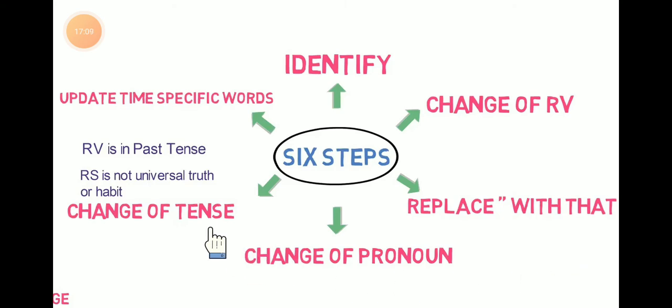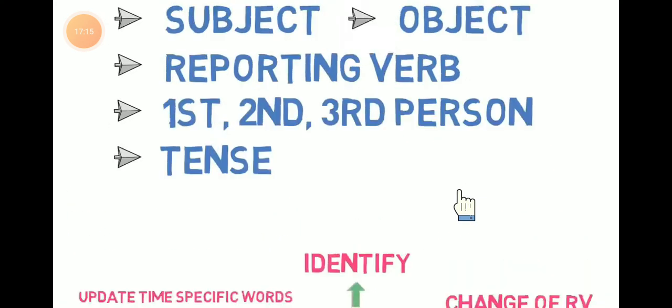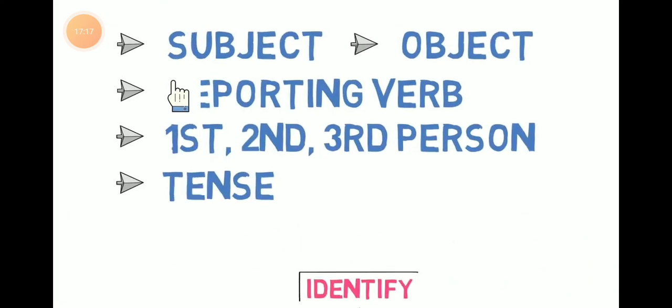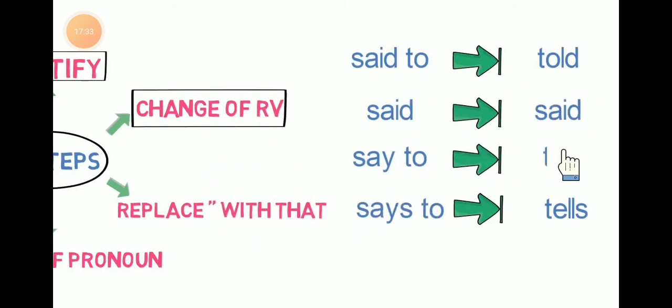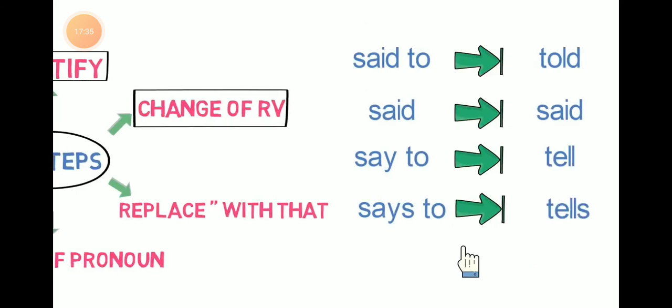So student, here we have discussed the 6 steps we should memorize while changing the direct speech into indirect speech. Here we have discussed subject and object, reporting verb, first, second, third person, tense. So it is a work of identifying. Second, we have discussed change of reporting verb. See, "said to" becomes "told," "said," "say to," "tell," "says to," "tells."